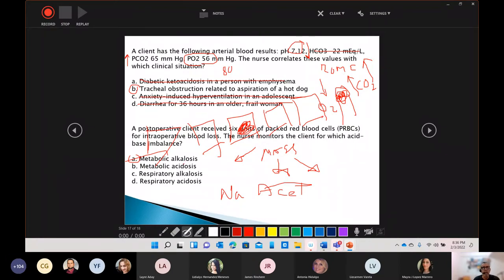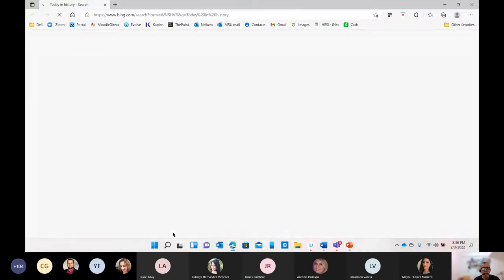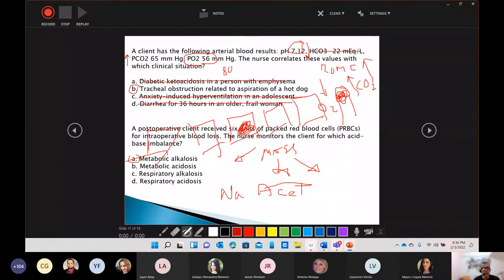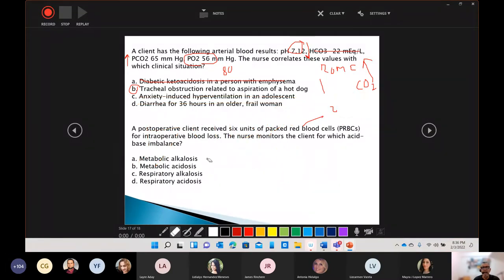So what we learn about transfusion, just in case we have questions about this, because this is a classical question in nursing, is that massive transfusion can produce several problems. One problem is that this blood has no calcium, so it can produce hypocalcemia. Two, this blood is alkaline, so it can produce metabolic alkalosis. Maybe you should know the other problem.